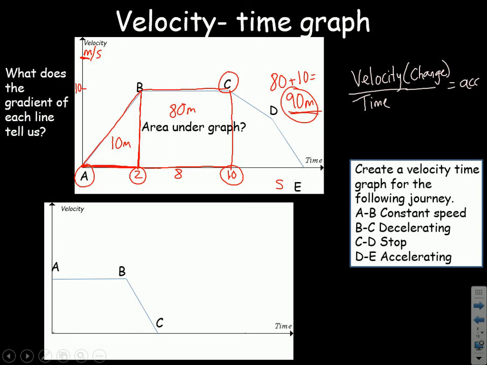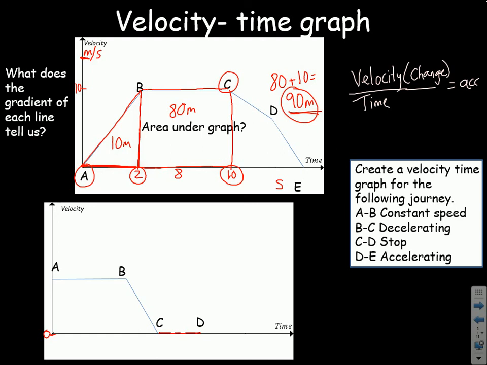And then from C to D the object has stopped. So it's stopped. We know when something has stopped, it hits the bottom. That's when the velocity is 0. Therefore, it would seem that there isn't anything because the velocity has stopped. So it's a straight line right on top of the x-axis.